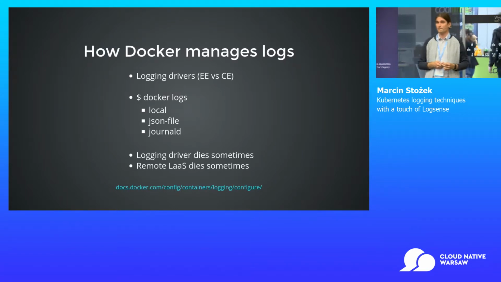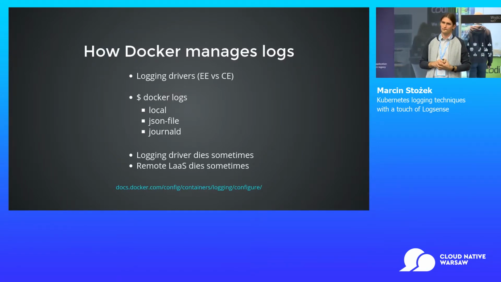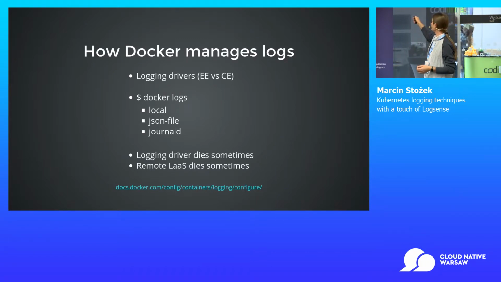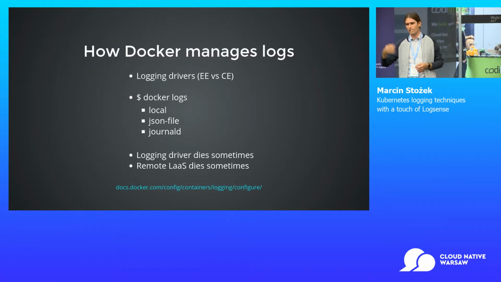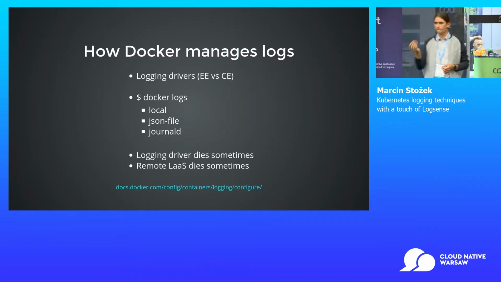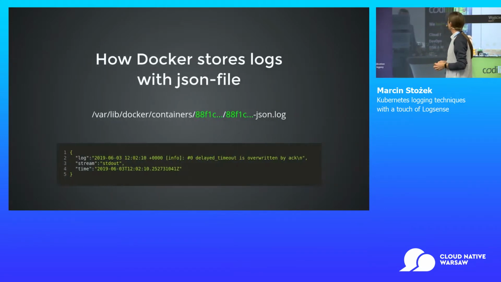And because of that, I think that the best thing to log in using Docker containers is to use the JSON file, which is just storing logs on the machine, and then scrape those logs from the local disk and put them somewhere else. And how to do that?